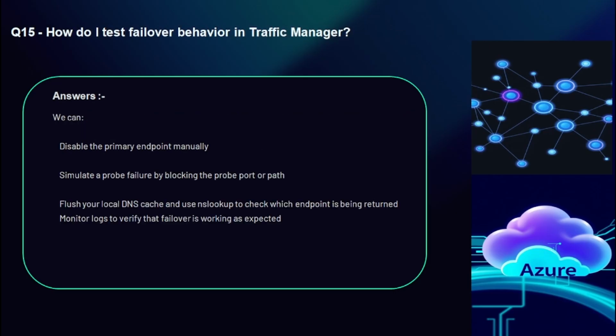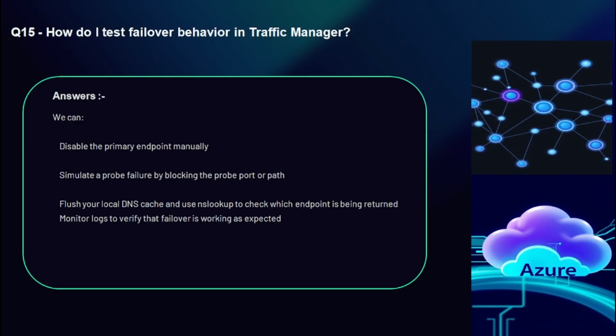Now next question. How do I test failover behavior in Traffic Manager? Answer is, we can temporarily disable the primary endpoint. Simulate a health probe failure, for example, block port 80. Use nslookup or dig to test DNS resolution behavior.